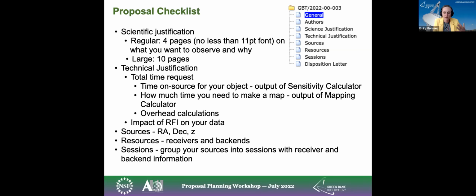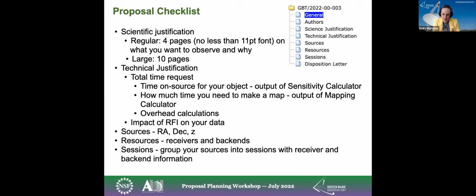Or if it's not right, that's okay. We can help change that and work with you to get the right amount of time that you need. And then how much time you need to make a map. Again, please put the output of the mapping calculator directly into the technical justification, and then include explicit calculations of your overheads, how much overhead time you need and how you got there. Also in the technical justification, you have to talk about the impact of RFI on your data. You have to acknowledge that RFI will affect you somehow and how you're going to deal with that.